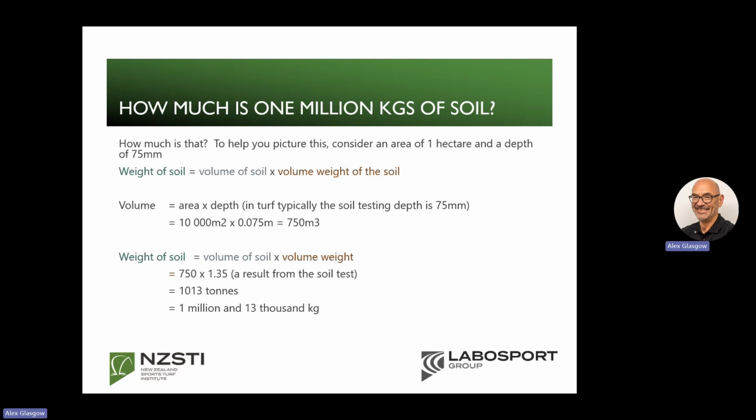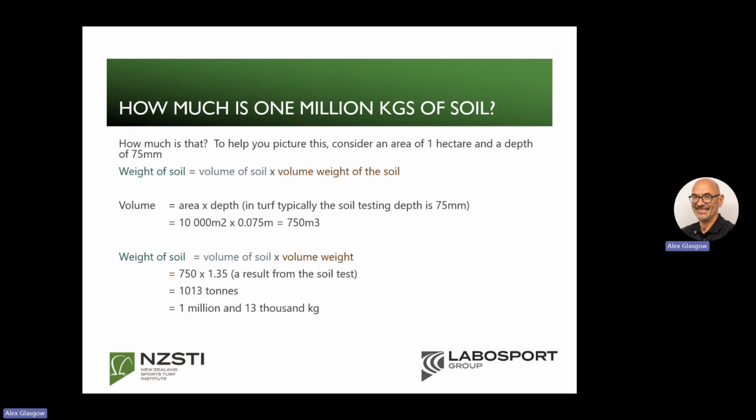Okay, so how much is 1 million kilograms of soil? Just have a look at what that actually means, or how that is determined. To help you picture this, consider an area of 1 hectare and a depth of 75 millimeters. Why 75 millimeters? Well, that's the typical soil depth we test to in turf. For soil testing, 75 millimeters. It's where most of the roots are, and it's also realistically the area that we can change with fertilizer applications. So that's why 75 millimeters.